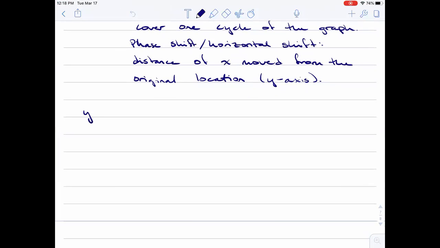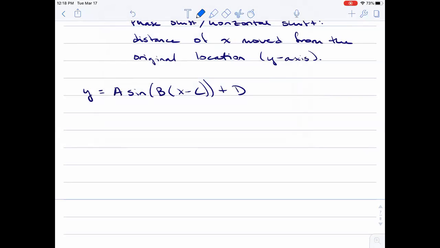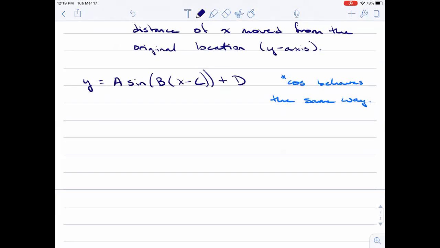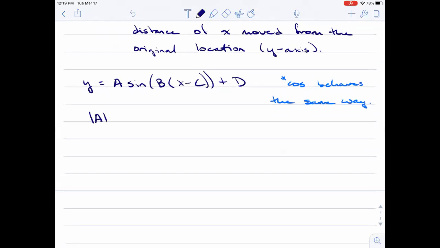So depending on if we've got y equals a sine of b times x minus c, and this is just plus d. Or if you've got a cosine, it behaves the same way. So let's just focus on the sine one. Cos behaves the same way. So what it says is that if you've got the absolute value of A, that's going to be your amplitude. The amplitude is the absolute value of A.